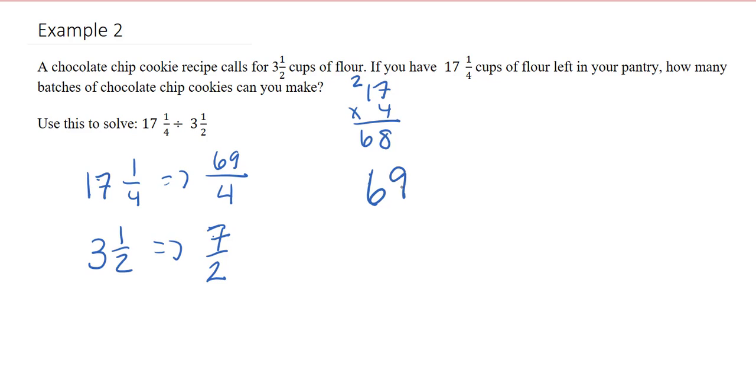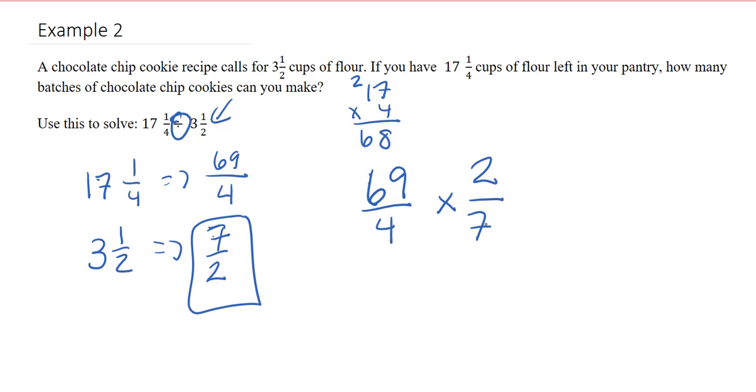We have 69 over 4, and we're going to change that sign to multiplication. Then we're going to take the reciprocal of the second one. That's 7 over 2, so we'll make it 2 over 7. Before we multiply, 2 divided by 2 is 1, and 4 divided by 2 is 2. So 69 times 1 is 69. 2 times 7 is 14.